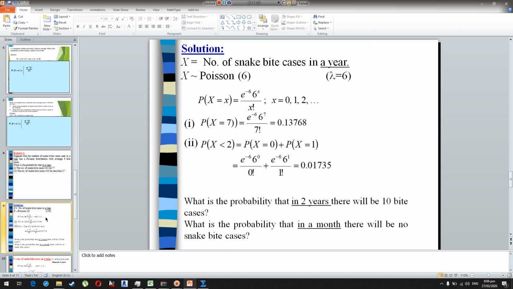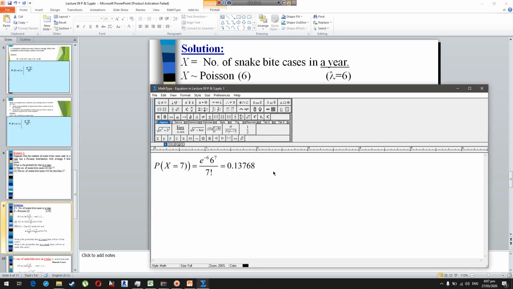Now the random variable x is the number of snake bite cases in a year. So the lambda value is 6, and x is Poisson distributed with lambda equal to 6. Now if we have x equal to 7, we can see in the equation, the probability of x equal to 7 is e to the power minus 6, because 6 is lambda, times lambda to the power x, so 6 to the power 7, divided by 7 factorial, and that will give us 0.137. So there is a probability of 0.13 that the number of snake bite cases will be 7.